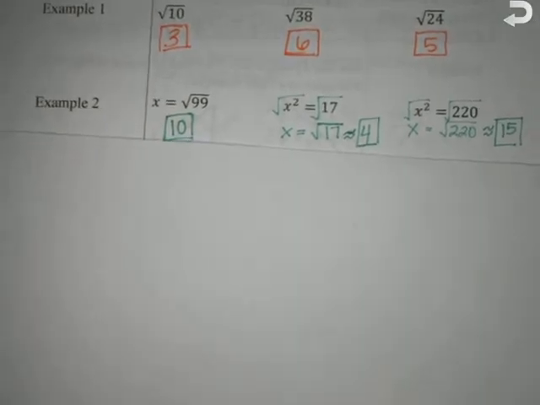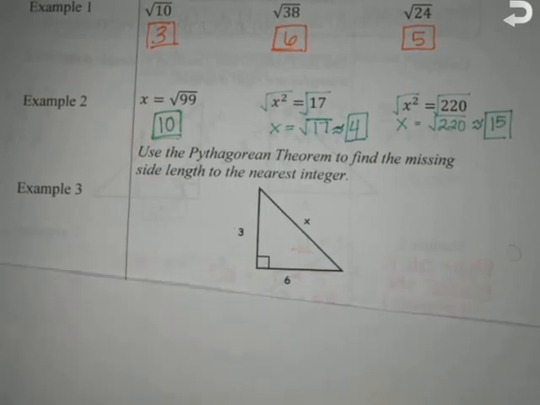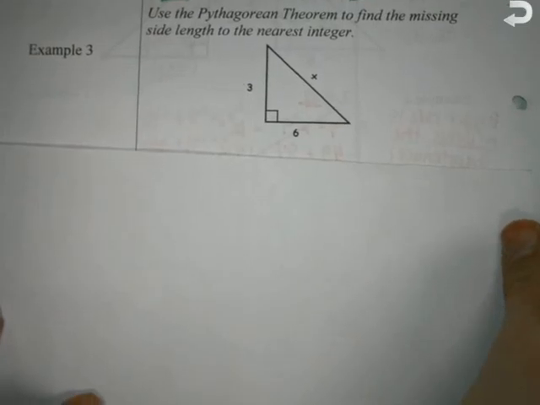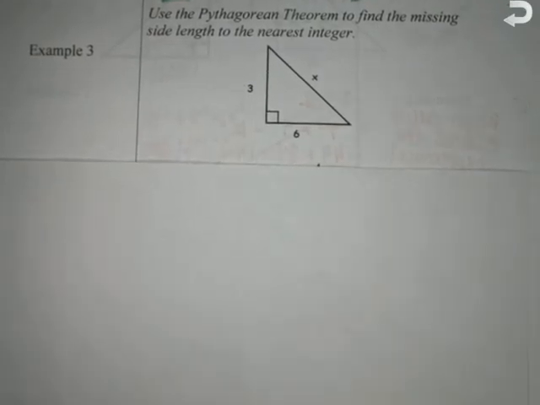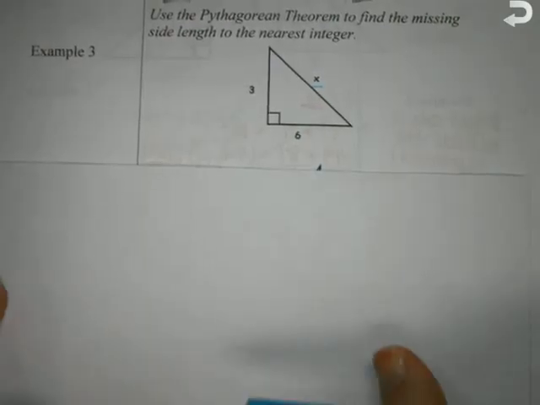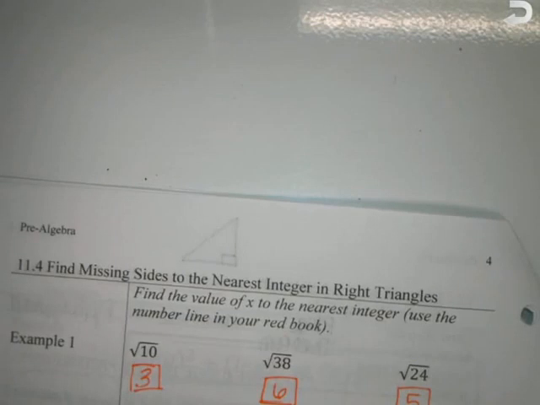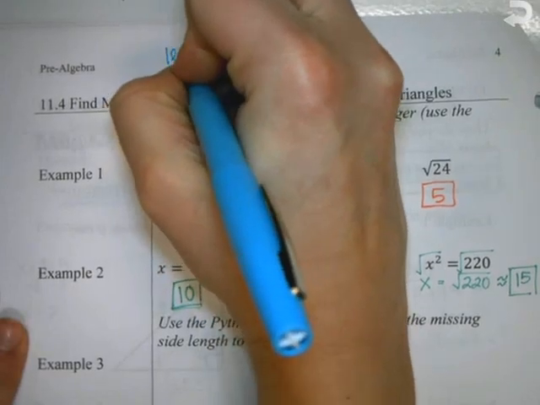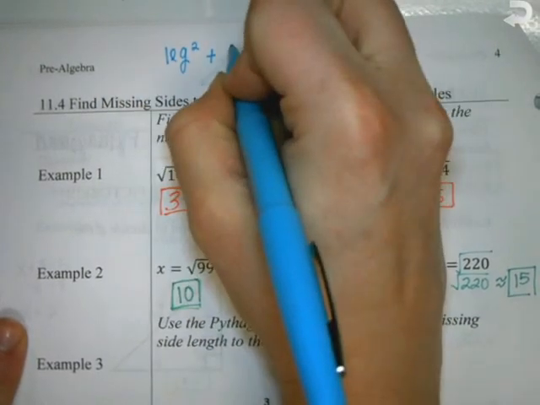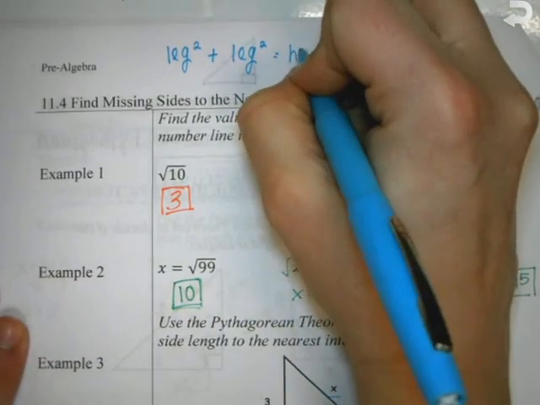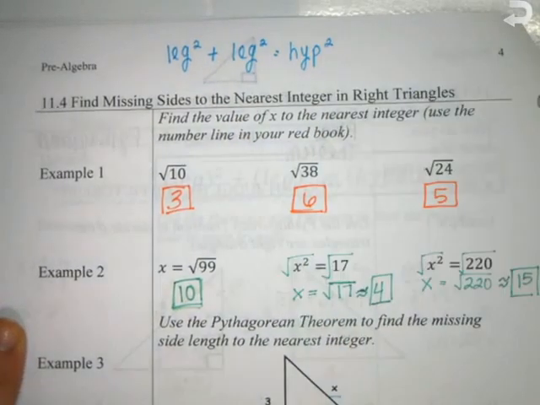Actually, apply this to the Pythagorean theorem. What we need to do first is find that missing side. Pythagorean theorem, what is it? Let's write it at the top. Who can tell me the Pythagorean theorem? Leg squared plus leg squared equals hypotenuse squared. Good. Make sure you write that at the top.